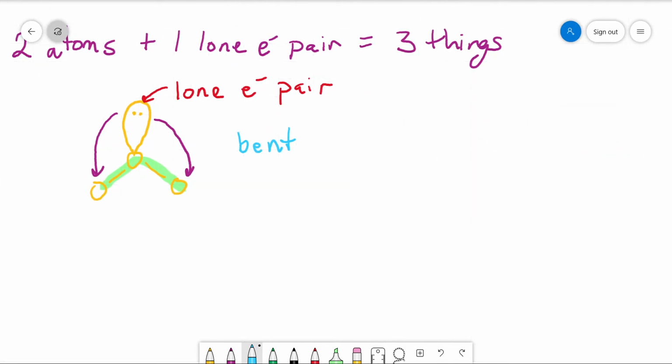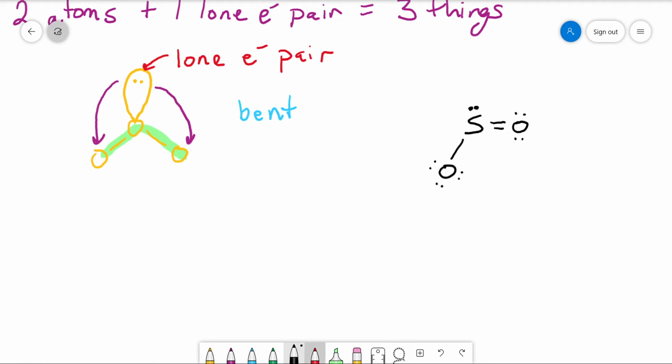And a good example of a bent molecule would be SO2. And you don't have to draw it necessarily correct in your Lewis structure in order to get the right shape. Because, you know, for instance, you could draw it like this.